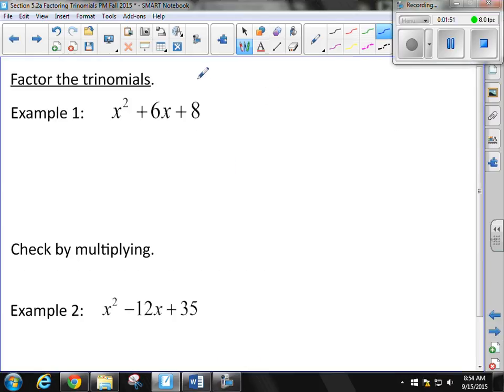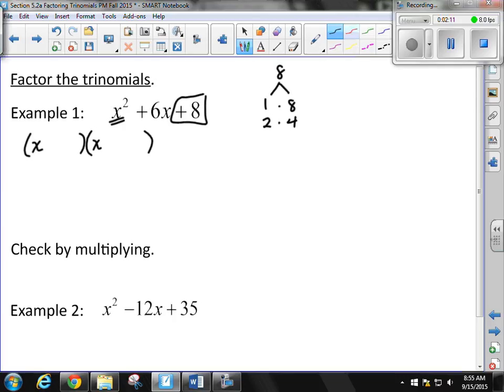Example number 1. All terms are positive, so I'm not going to worry about any signs here. First term, x squared, is when we multiply x times x. If I look at my last term, it's positive 8. Factors of 8, 1 times 8 or 2 times 4. Now I always start with 1 and then I move to 2. 3 was not a factor. 4 is already in my list, so I know I have all the possible combinations.